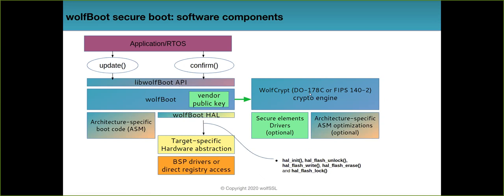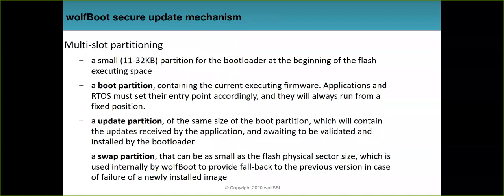And for wolfCrypt, you've got a couple of options, the DO-178C or FIPS 140-2. And if you're using the DO-178C, you get a lot of documentation. You generate traceable artifacts, tracing requirement all the way to test result. And I'll walk you through an example of what a certification data package looks like. Right, next.